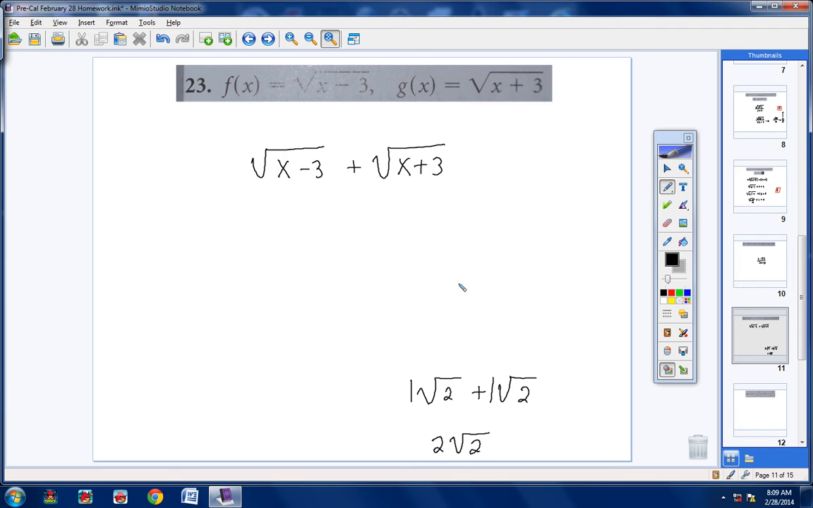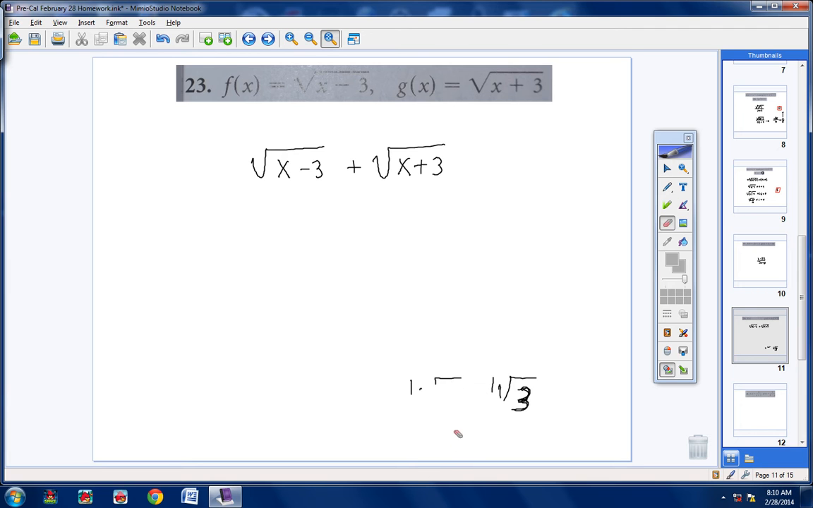Okay, it's almost like having like terms. If you had x plus x, there's a 1 and a 1. x plus x is, you add the 1's, 2, and you bring down the x. It's really the same thing with radicals. They're like terms. But if you have a 3 right here, a 3, you could not add those two.